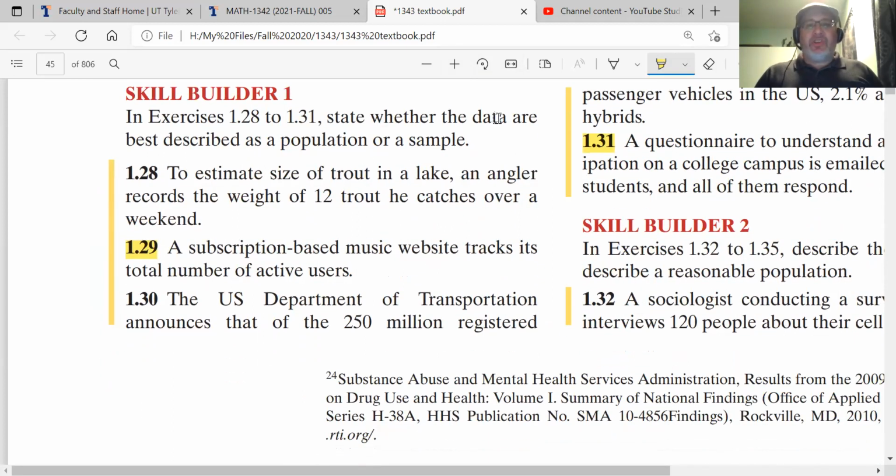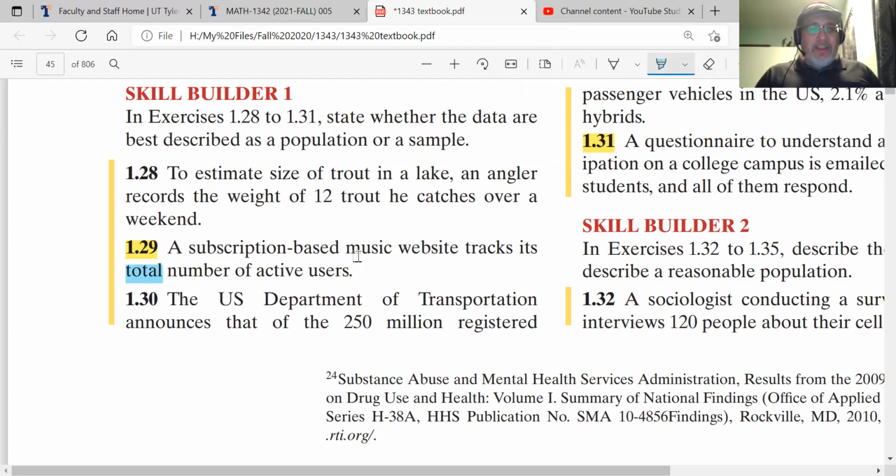The instructions are to state whether the data are best described as a population or a sample. Number 29, a subscription-based music website tracks its total number of active users. Do you think they are tracking a sample or a population? I'll give you a hint. There's one key word that indicates what the best answer to this question is. Do you know what that word is? Total number of active users, excuse me. I highlighted the N, let's fix that.